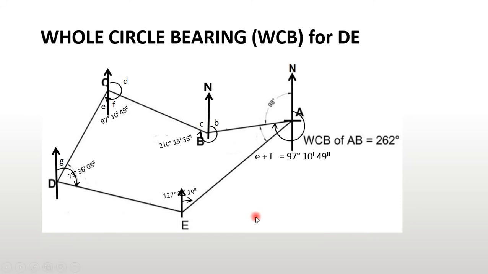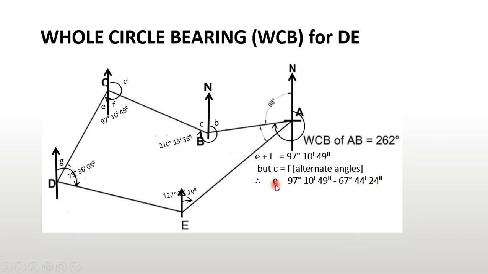So in the equation we have E plus F, which is 97 degrees 10 minutes and 49 seconds. But C in this case is equal to F, so these are alternate angles. And C, we have already determined the value of C. Therefore, to determine the value of E, we are going to subtract, because in this case C is equal to 67 degrees 44 minutes and 24 seconds.